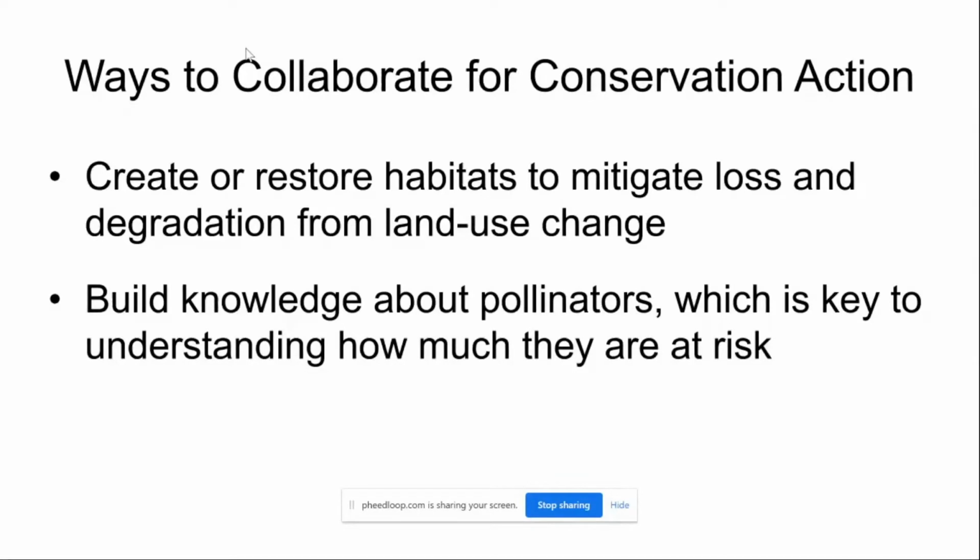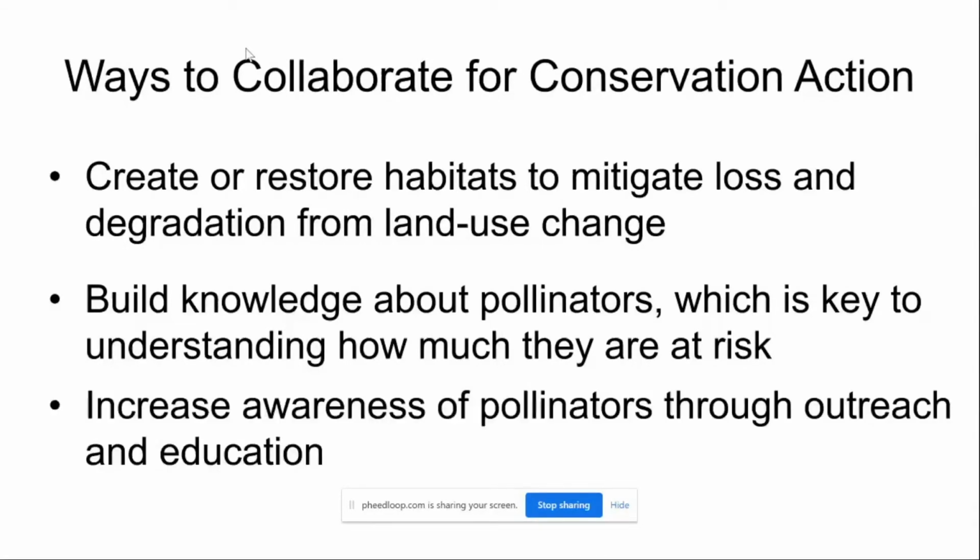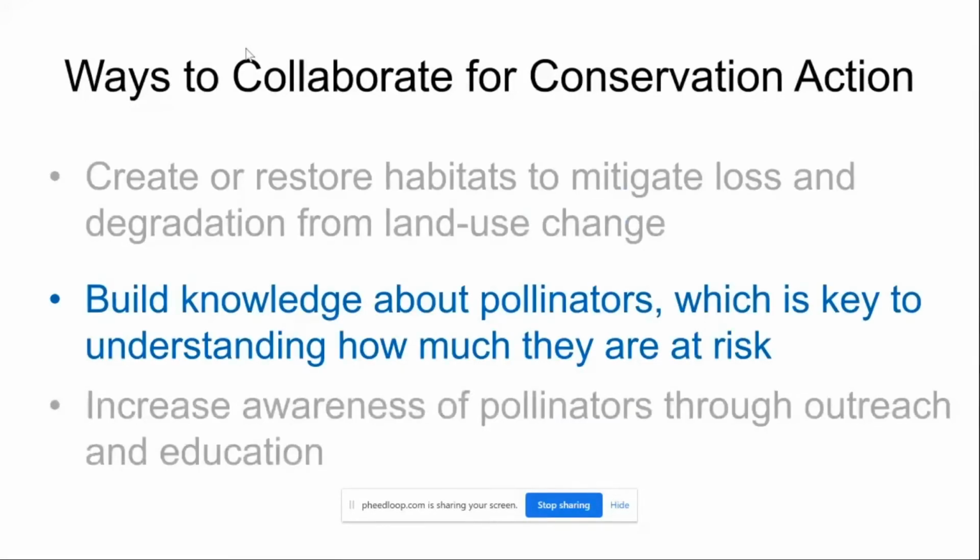One of the biggest impediments to our conservation status of pollinators is our knowledge about them. We're going to spend a lot of time this morning talking about knowledge of pollinators, their distributions, and why that's really key to understanding how much they are at risk. Ultimately, increasing awareness of pollinators through outreach and education is really important to increasing public concern about the issue. I'm going to take just a few minutes, I know we're running a little behind schedule with our technical difficulties, but given you're going to hear some technical stuff about bees and pollinators and people who do research on them, to give you just a little bit of context about how we build knowledge about pollinators and why it's so important.